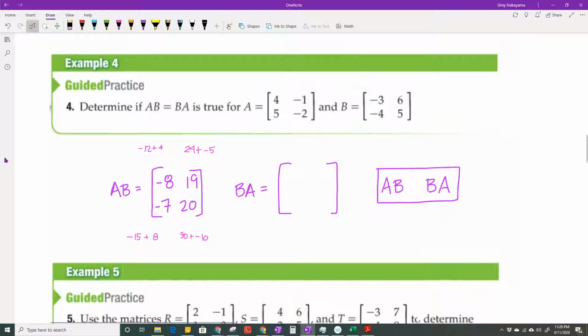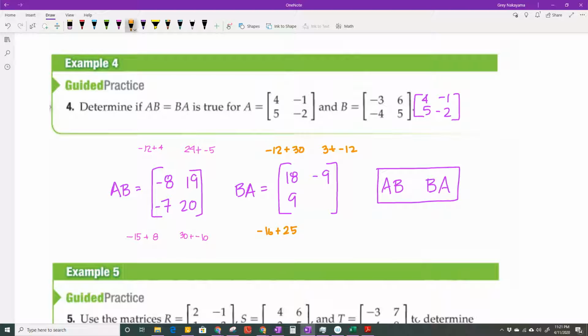Now B times A. I'm telling you, y'all have been doing this a long time, and I would not multiply B times A without writing A on that side of B, just because it messes with your brain to try to do it in a different order. Okay, so first row, first column is going to be -12 plus 30, and that is 18. Then first row, second column, -3 times -1, and plus 6 times -2, and 3 plus -12 is -9. Second row, first column, -16 plus 5 times 5 is 25, and -16 plus 25 is 9.